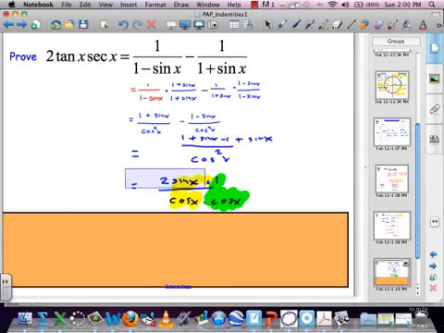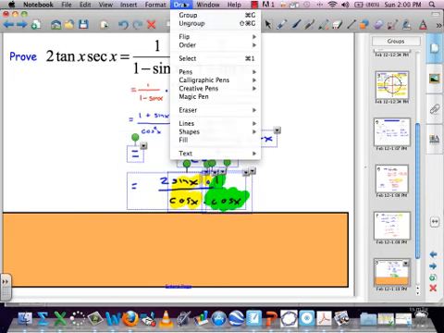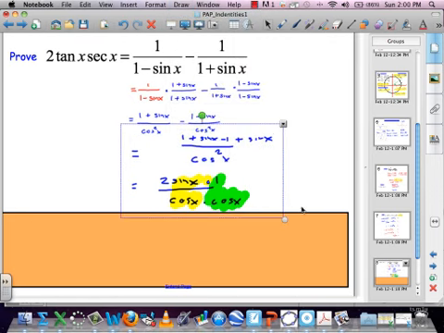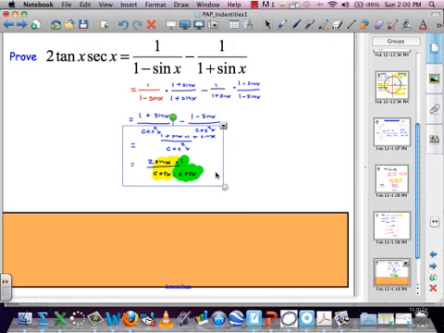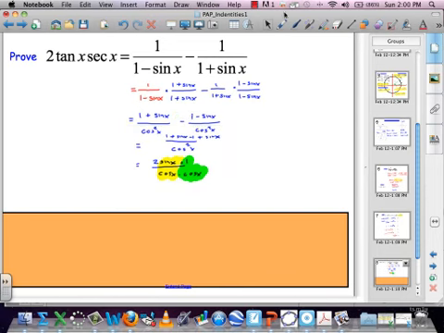And so I'm just about done. Let me just shrink down these last 2 lines and just write down my answer here. Draw group. There we go. Shrink that down a little bit. Okay, so just rewrite what you got here. How about the pen? There we go. Equals 2 tangent x times secant x. And now I'm done because I've made the right side look like the left side.